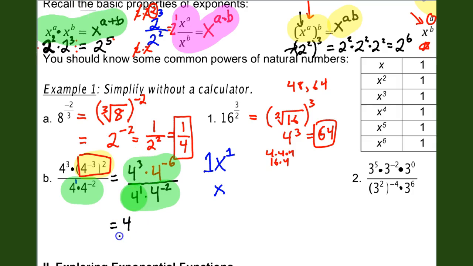So notice how the bases do not change. They're both 4 to some power. 3 plus -6 is -3. 1 plus -2 is -1.